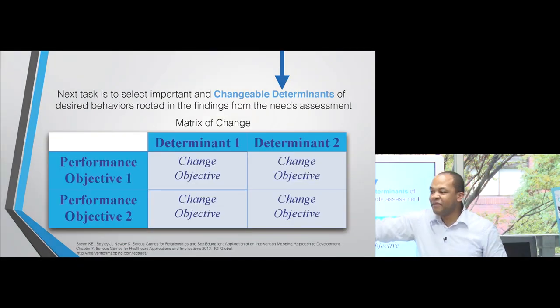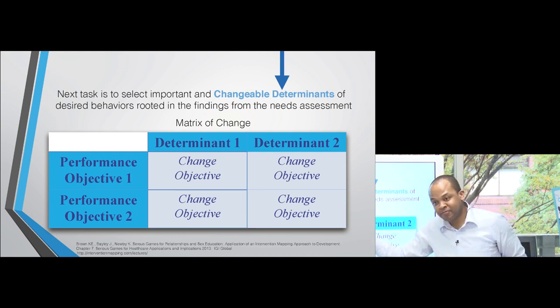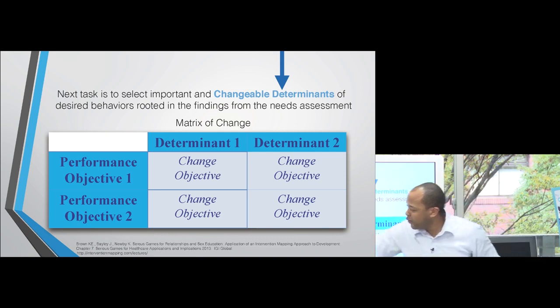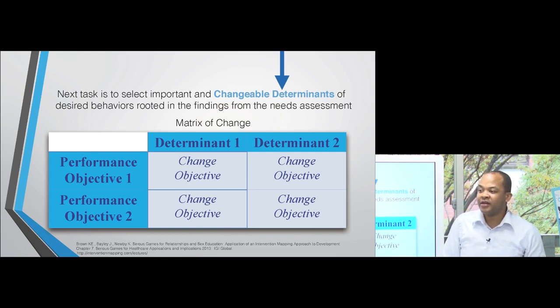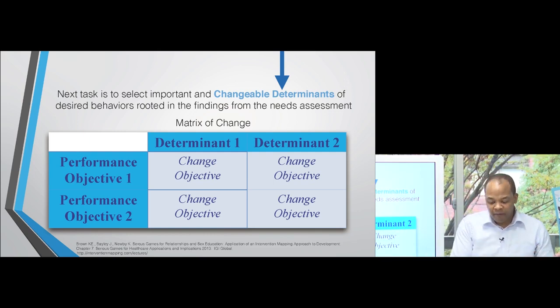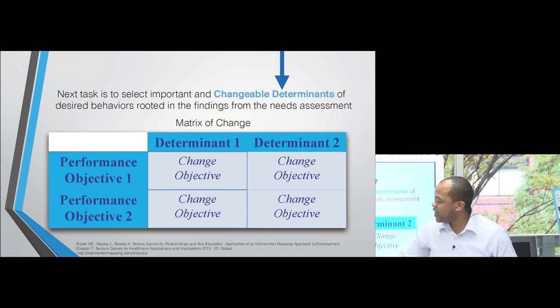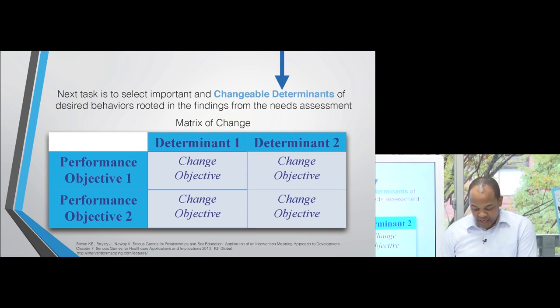So you have the determinant up here. What will determine whether or not this person will change the behavior? For example, knowledge. For simplicity, let's just assume it's knowledge. So they need knowledge. Okay, and what is the performance outcome for this objective? They have knowledge, but what is the performance outcome for this objective? And then from there you design the change objective. You do this for all the performance objectives that you desire to have.